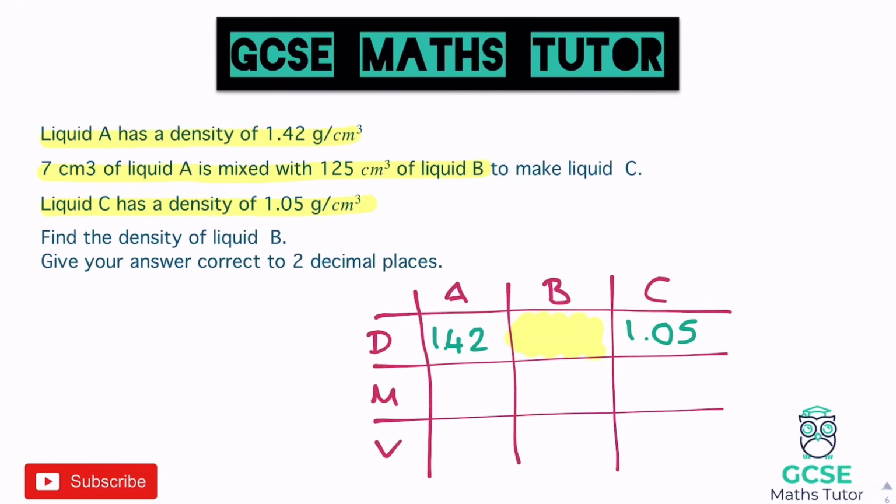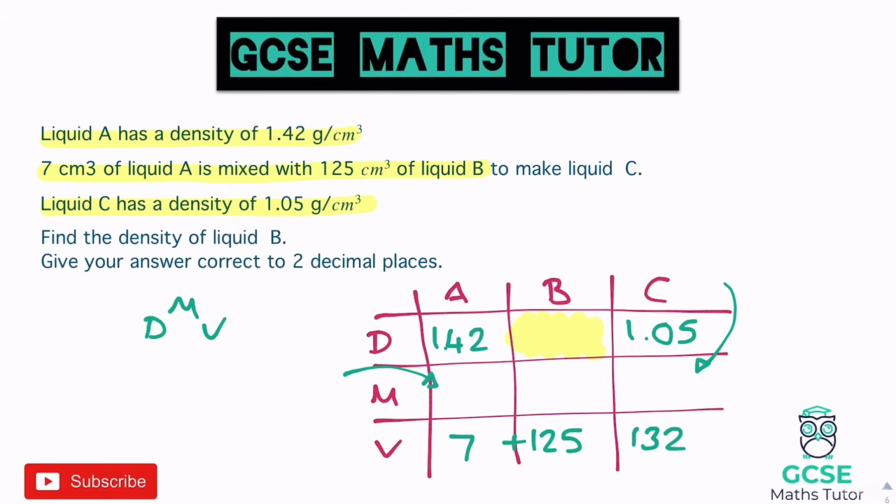So it also gives us some volumes. We've got 7 centimetre cubed of liquid A, and that's being mixed with 125 centimetre cubed of liquid B. Now we can add those two together, so that gives us a total of 132 centimetre cubed in total. So what we're going to do, look, is have a look at what we actually can work out. So we can work out the mass of A, and we can work out the mass of C. So that's fine for us to do. We've done that on all the other questions.